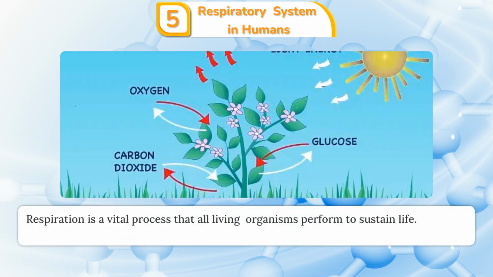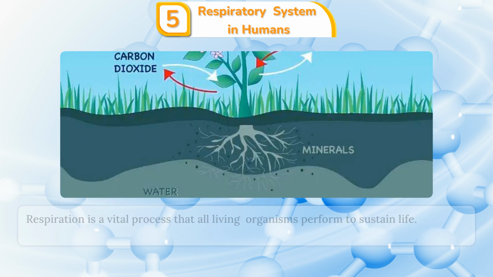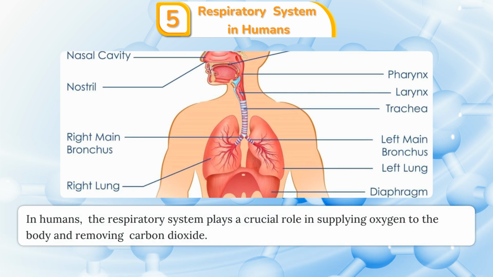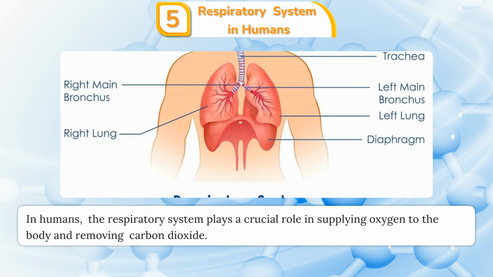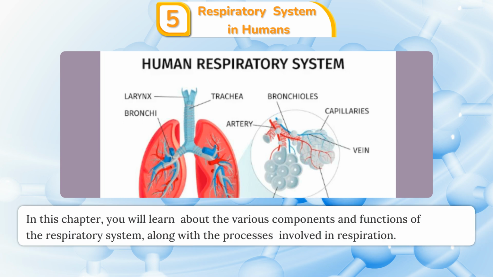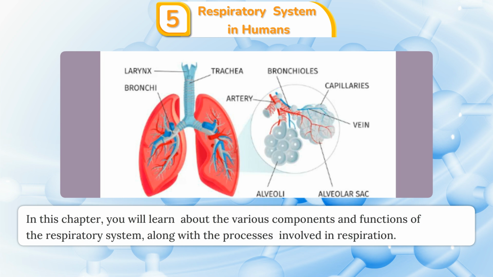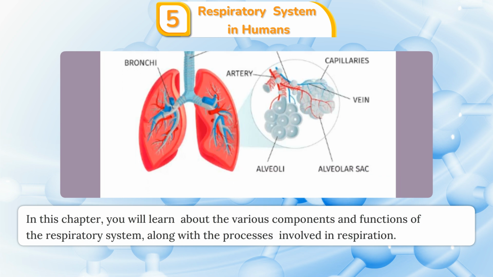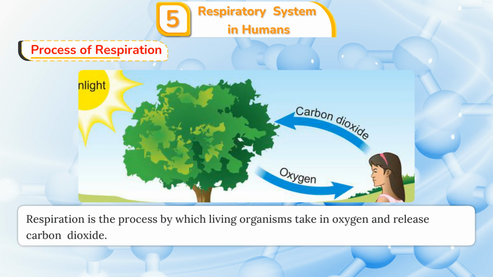Respiration is a vital process that all living organisms perform to sustain life. In humans, the respiratory system plays a crucial role in supplying oxygen to the body and removing carbon dioxide. In this chapter, you will learn about the various components and functions of the respiratory system, along with the processes involved in respiration. Process of respiration.